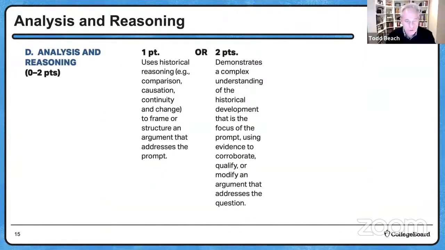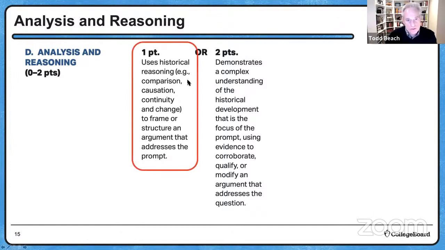We're going to talk about analysis and reasoning, and this is for the long essay question. This is the D category, and there are 2 points available to you. The first point is when you use historical reasoning to frame or structure your argument that addresses the prompt. So historical reasoning is, are you comparing things, similarities and differences? Are we talking about cause-effect relationships? Or are we talking about continuity and or change over time? So when you frame or structure your argument and it addresses the prompt, you're going to earn a point. Okay, and then we'll get to complexity here in a minute.